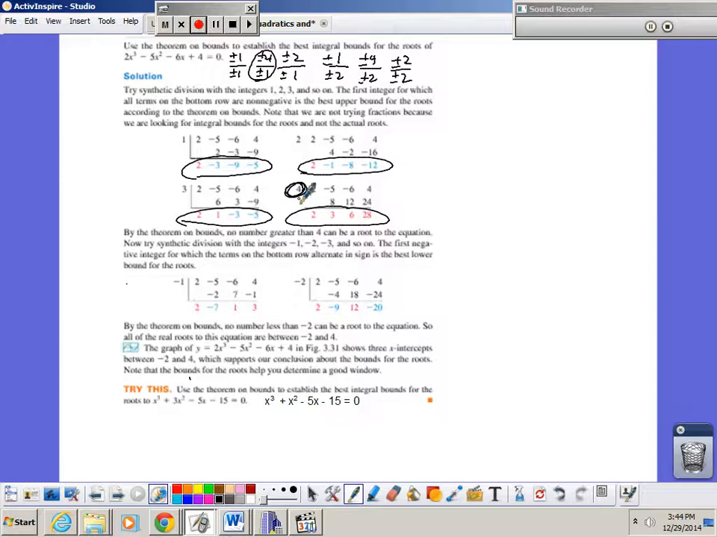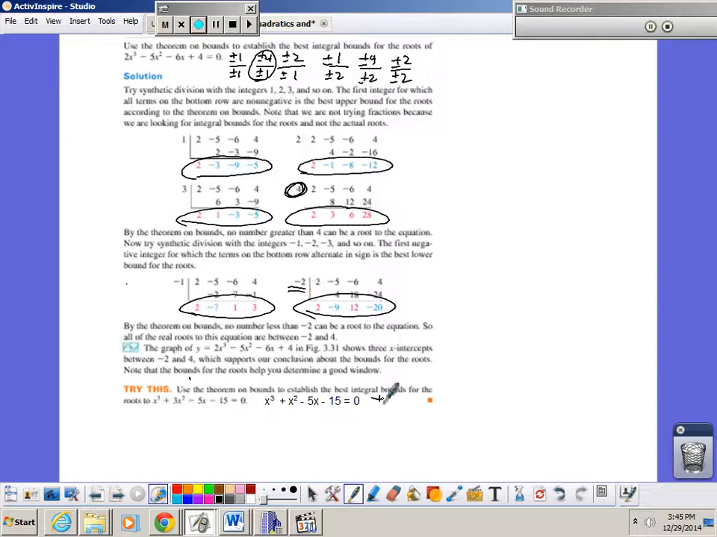Now you're going to do negative 1, negative 2, negative 3, negative 4, and we're looking for our lower bounds. We're looking for alternating signs. Negative 2 has alternating signs. That means all my stuff is going to run from positive 4 to negative 2. So I can eliminate all the other numbers to try that aren't between those. So negative 4 is not going to be an option. I only eliminated 1, but all the rest are options. So it at least gives you an upper and a lower bound.